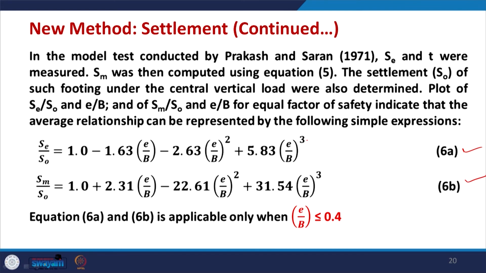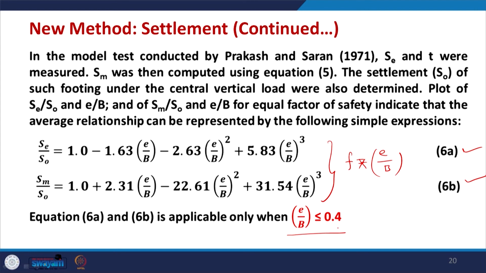That means, for both the equations, I can simply say that these are functions of E by B, or this f can be written like this. One thing is that equations 6a and 6b are applicable for E by B less than 0.4, because these equations are derived from tests where the maximum value of E by B was kept up to 0.4 only.